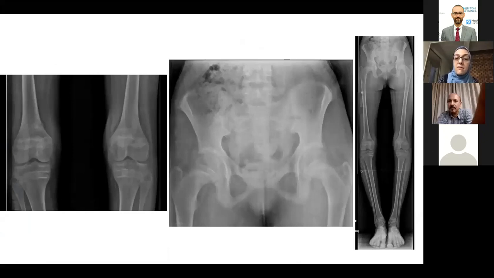Rickets in adolescent girls is one thing we see a lot in our country. The physes are almost closing. The triradiate cartilage is fully closed, but the physes in the proximal femora and around the knee are trying to close, but they can't because there is no calcium deposition. Adolescent rickets can also result in later onset of deformities around the age of 12, 13 in girls.